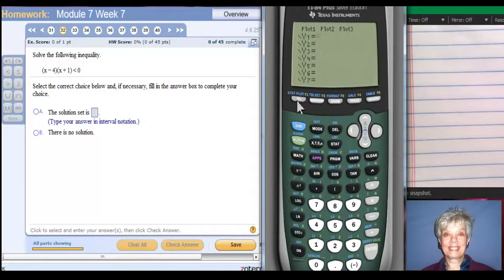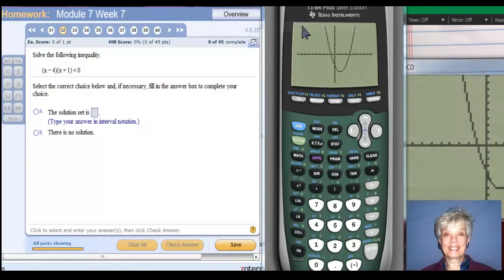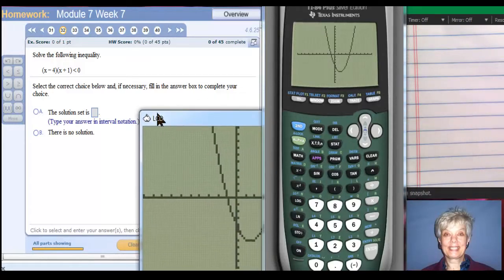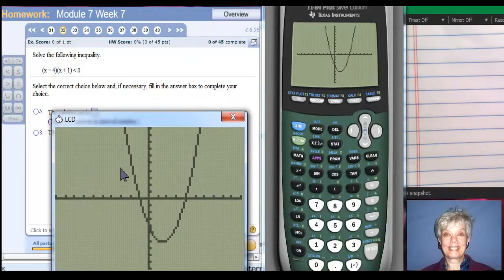I'm going to go to y equals, and I am going to write down what I see: parentheses, x minus 4, parentheses closed, parentheses open, x plus 1, parentheses closed. Now I'm going to graph. Okay, and I'm going to make the graph bigger by using what's called a detached LCD. Here it is. Okay, now we're looking for where is the graph below the x-axis.